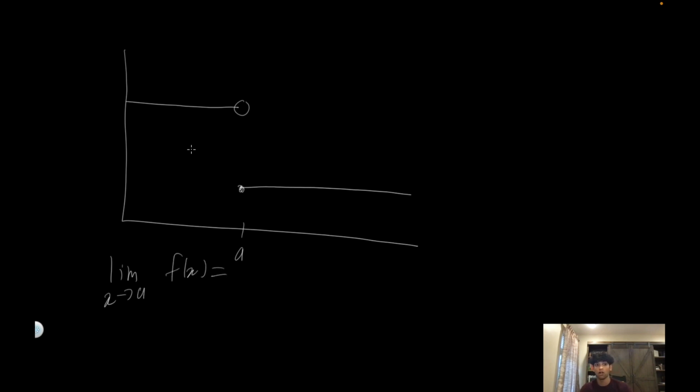Now, if you recall from my part 2 video of limits, for a limit to exist, the left side limit has to agree with the right side limit. They have to be approaching the same value. And in this case, that's simply not the case. Okay? So we can say that the limit does not exist. Therefore, because the limit does not exist, this is a non-removable discontinuity.